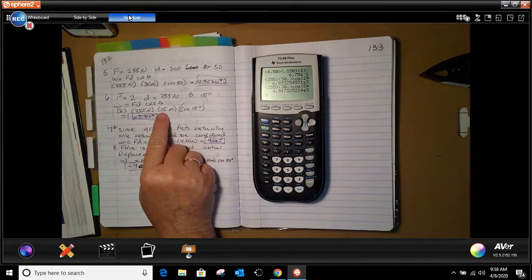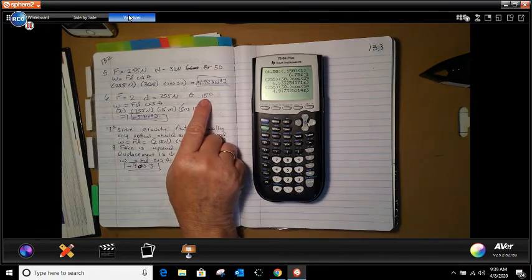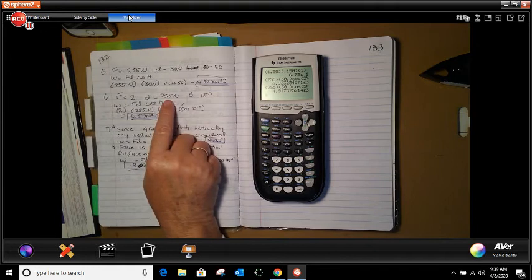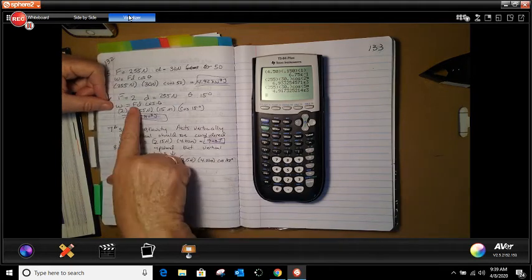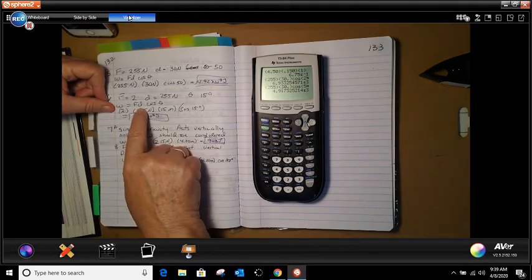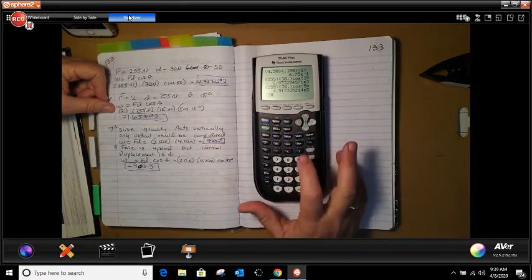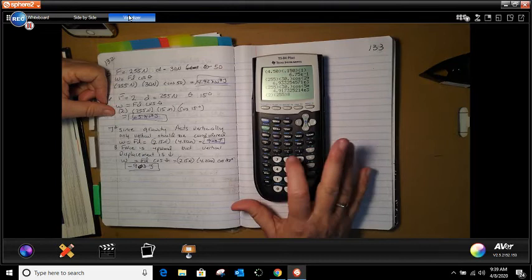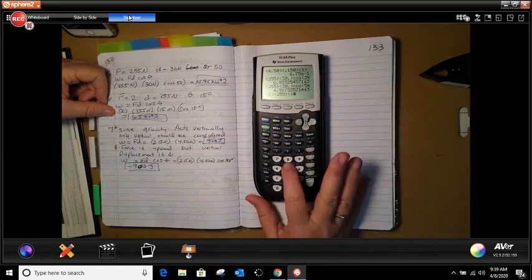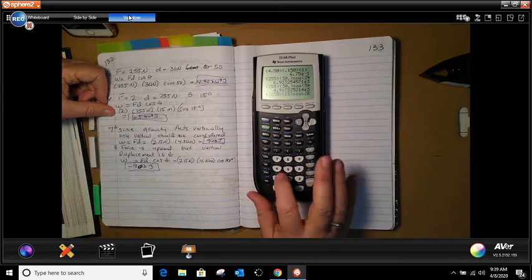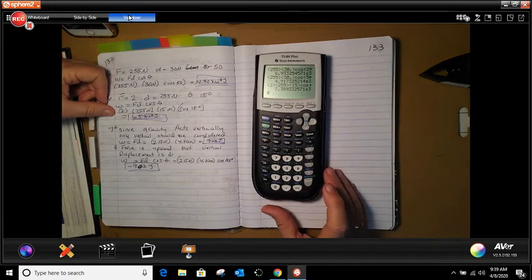Number 6 says, two people lift a heavy box a distance of 15 meters. Each uses a rope with an angle of 15 degrees from vertical. Each person exerts 225 newtons. How much work is done on the rope? For this one, we're going to do the force times the distance times cosine of the angle. So we're going to do 255, 15, cosine 15, close bracket, enter, and that gives me 6.5.